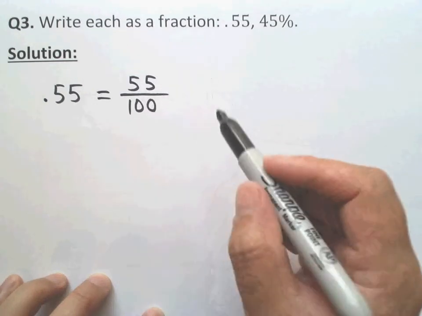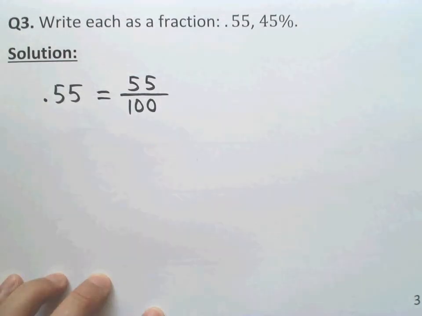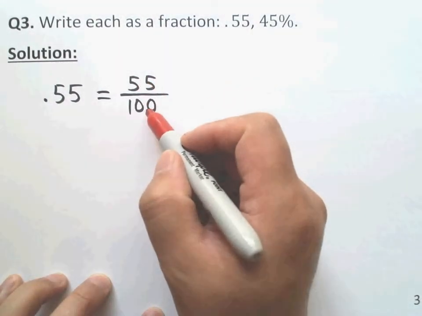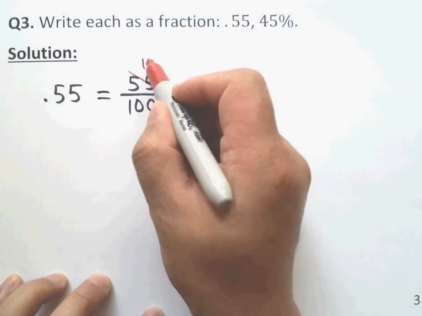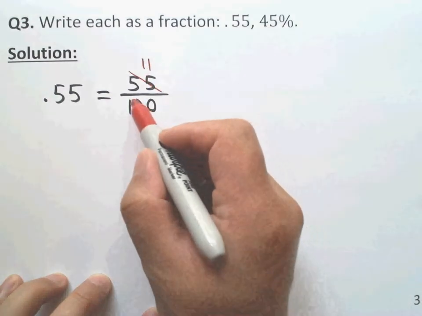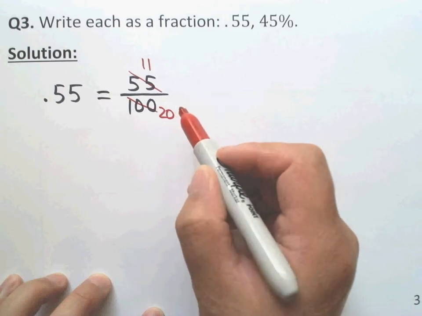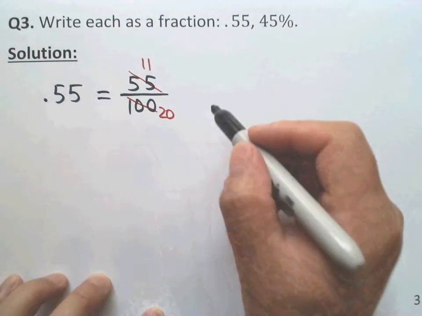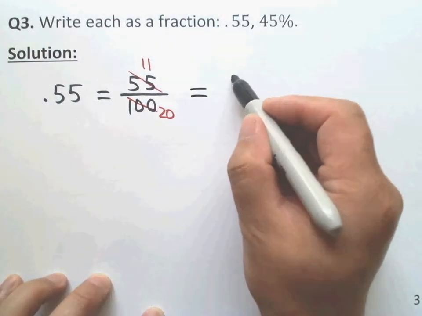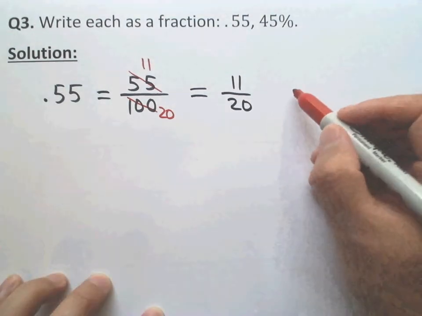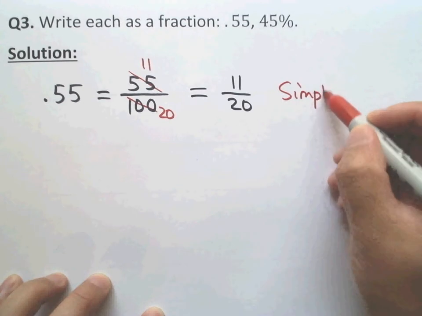That's the definition. And then what we are going to do is simplify. We have a common factor 5. Divided by 5, 11 left. Divided by 5, we have 20 left. Divide out the common factor 5, which means we get 11 over 20. Okay, so this is simplified.